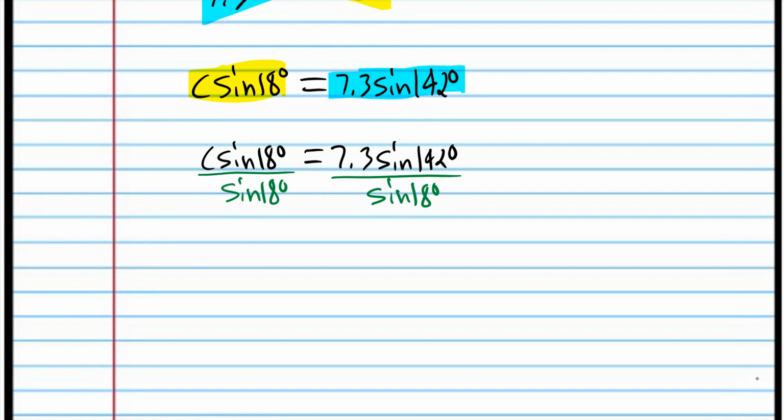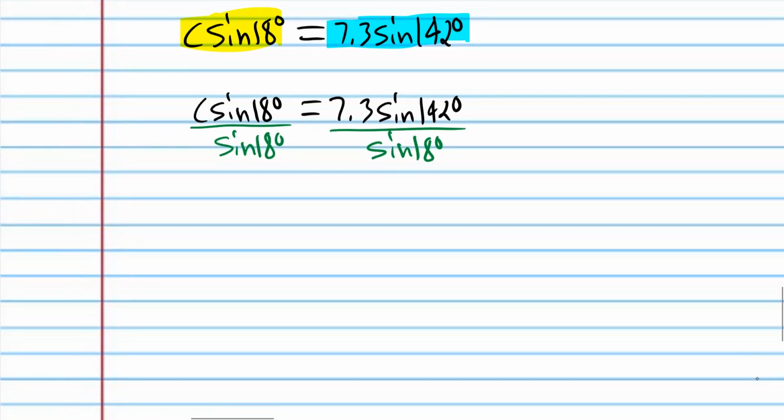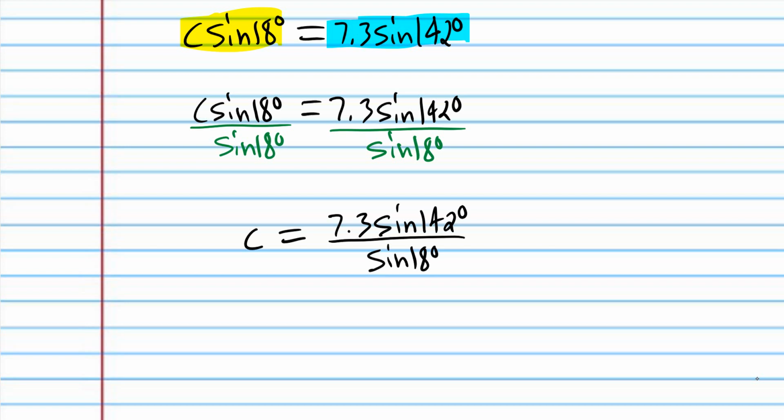So once you get to the point where you can do this in your head, you're not going to have to show the steps on paper. You're going to still have to do the steps in your head, obviously, in order to solve it, but you're not going to have to show the steps on paper. So now we have c is equal to 7.3 sine 142 degrees over sine 18 degrees.